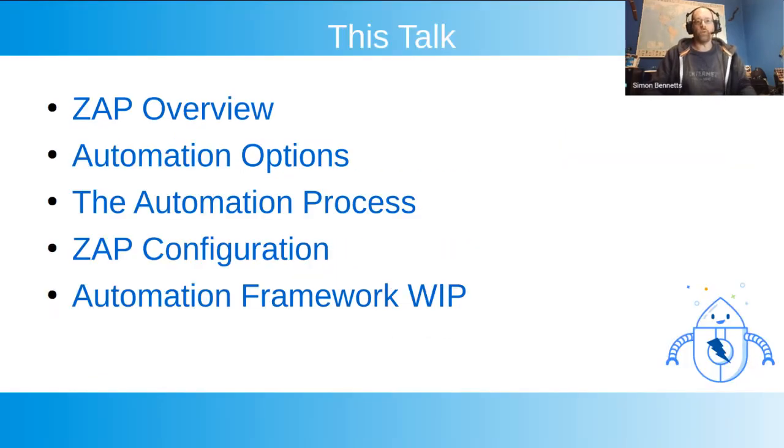So for this talk, what I wanted to do was give a quick overview of ZAP for those of you who don't know very much about it. Then I'm going to dive into the different ways you can automate ZAP. And then I'll talk about the automation process. And by that, I mean the kind of things you need to think about, the kind of things you need to worry about, and the orders of doing things. Then I'll talk a little bit about ZAP configuration, because I think it helps in this particular case. And then I will talk about the automation framework, which is something which we're working on at the moment, but which will be very relevant, hopefully fairly soon.